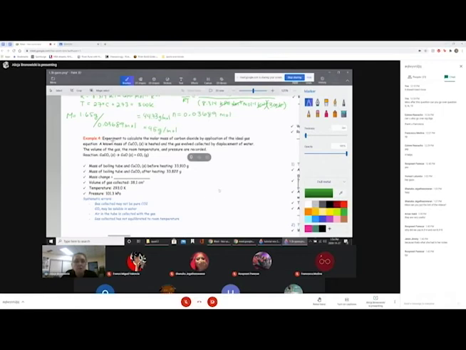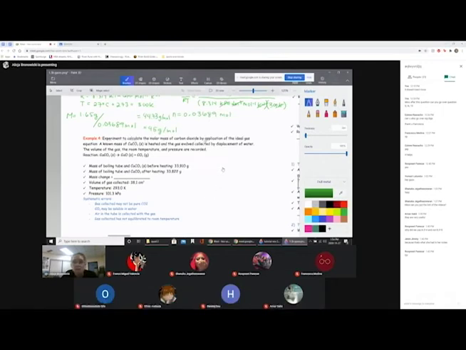Okay, so the experiment is to calculate the molar mass of carbon dioxide by application of the ideal gas equation. I think I have to draw for you here. A known mass of copper 2 carbonate is heated and the gas evolved collected by displacement of water. So you'd have your test tube, you would have your CuCO3, you would heat it with a Bunsen burner.